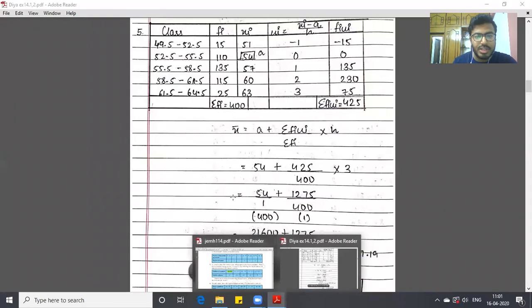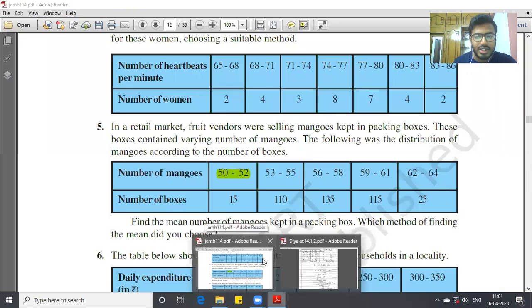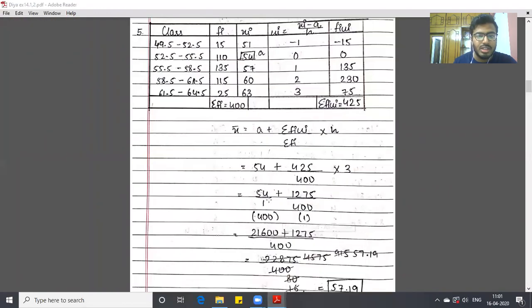Now 15, 15, 110, 15, 110, 135, 115, okay. Now after that, how will you calculate xi? 52.5 plus 49.5 divided by 2, so you are getting 51, okay. Then you are getting 51, 54, 57, 60, 63, okay. That's how we are calculating it.